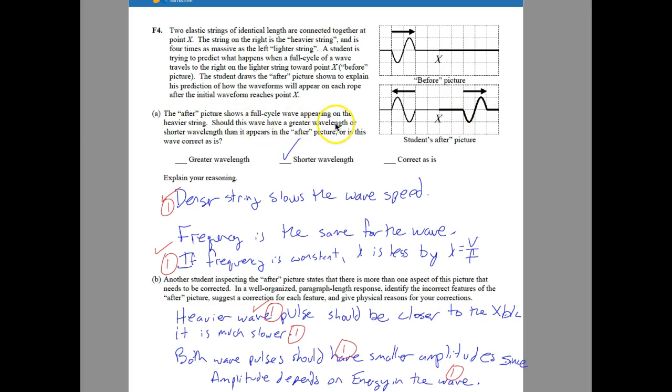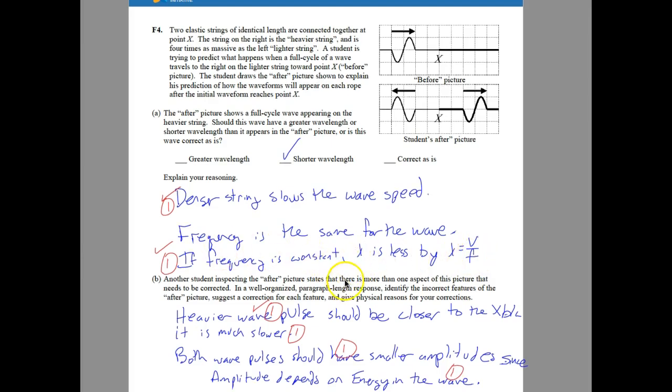Should this wave have a greater wavelength or a shorter wavelength in the after picture? This one actually should have a shorter wavelength. So the denser string does slow the wave speed. And because of that, the frequency is the same for the wave. And if that frequency is constant, that wavelength has to be smaller, and that's because the wavelength is equal to the speed of the wave divided by the frequency.